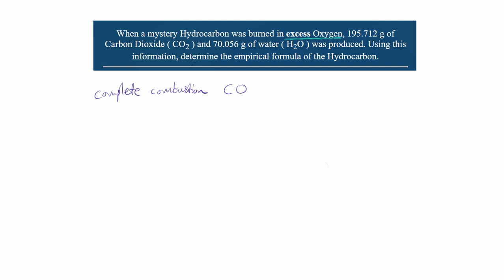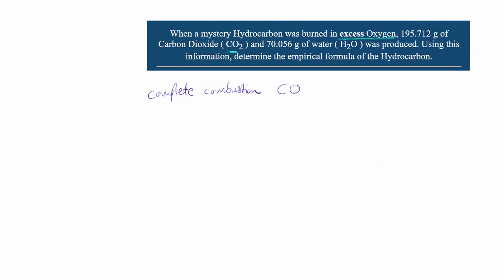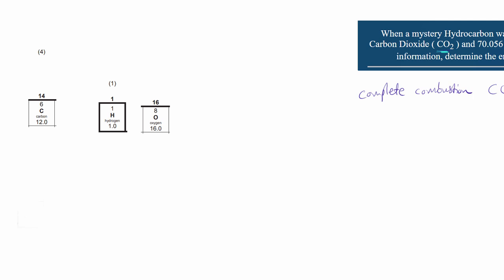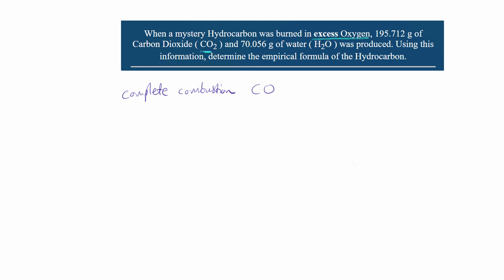But we've been advised it's excess oxygen, so we can assume that the carbon that was in the hydrocarbon has been converted into the carbon in the carbon dioxide, effectively a one-to-one ratio in terms of the moles of that carbon. Now, in order to progress in this question, one of the things I'm going to do is work out the molar masses, because we want to convert these into moles so that we can compare the actual number of atoms.